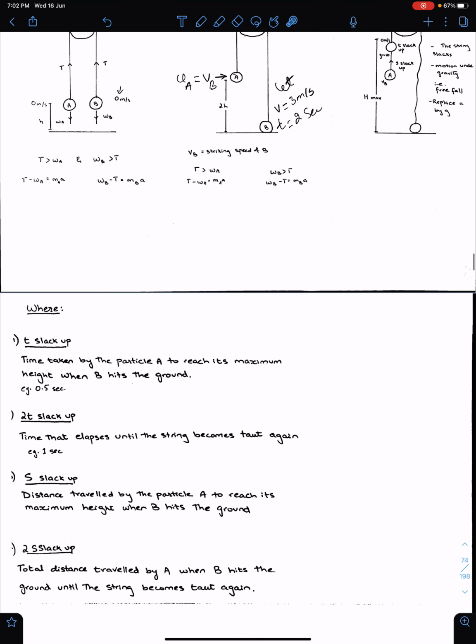So we can also get the total distance. Total distance is twice S slack up, and you can read this as the total distance traveled by A when B hits the ground until the string becomes taut again.